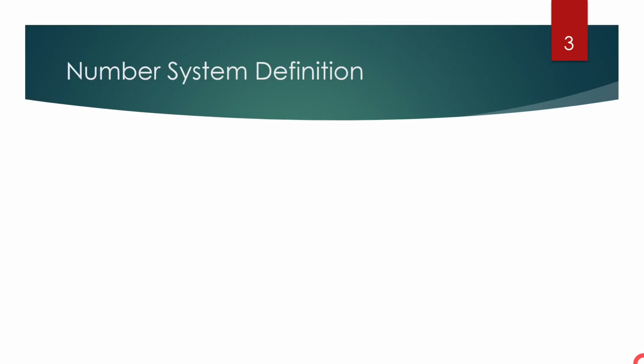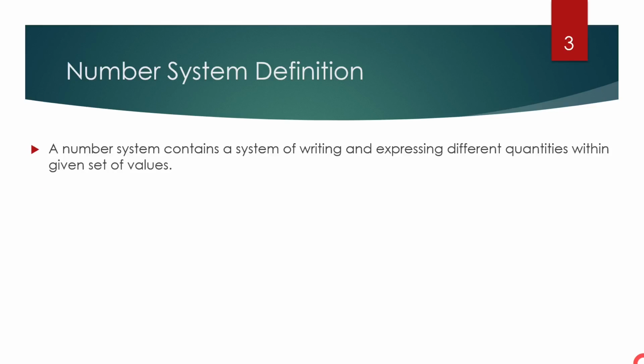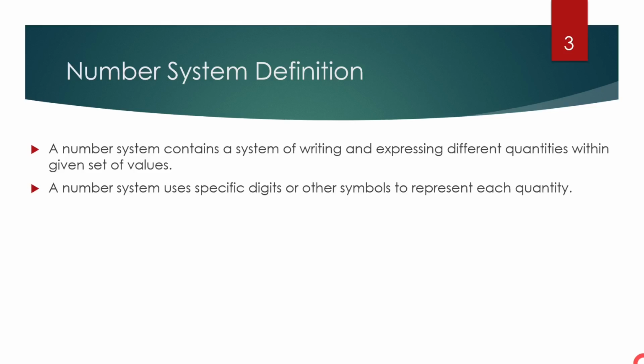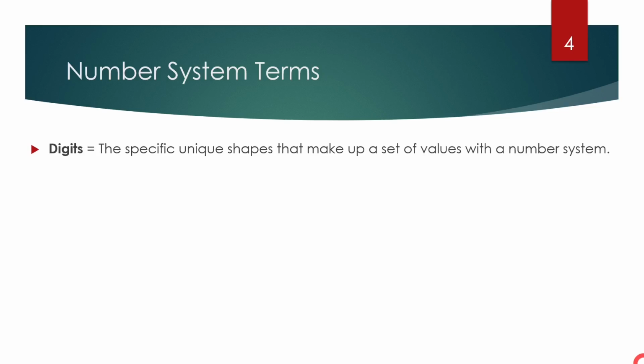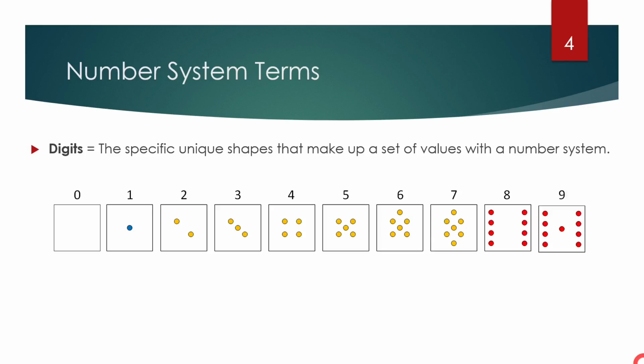Okay, let's review a number system. A number system contains a system of writing and expressing different quantities within a given set of values. The number system uses a specific set of digits or other symbols to represent each quantity. Each digit or symbol needs to uniquely identify one quantity from another. A digit is a specific unique shape that represents a value within that number system. So these are all the digits that are within the decimal number system.